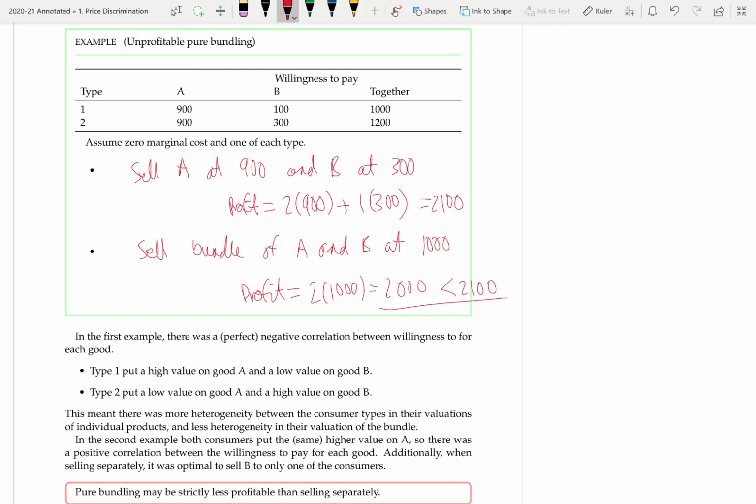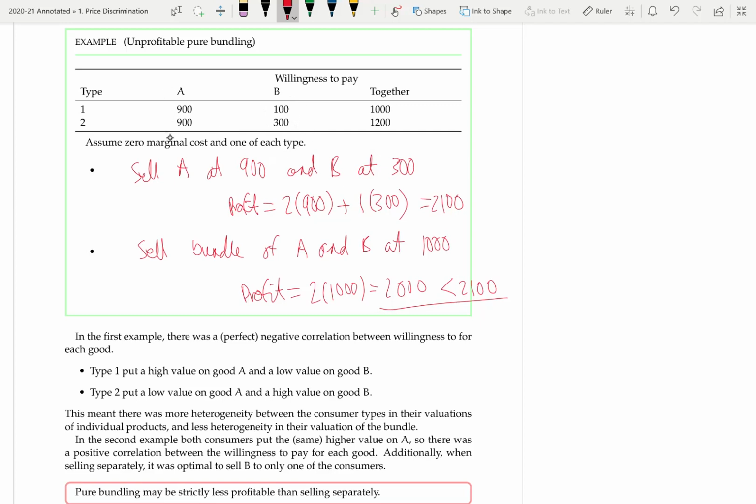So why was bundling unprofitable here? Well, the consumers have a very similar willingness to pay, in fact identical in this example, for good A. And so the monopolist can already extract all the surplus from the two consumers and sell to both of them by pricing at 900. There's no benefit to having a bundle. In fact, here pure bundling leads to a lower profit. And that's because it forces them essentially to sell good B to both consumers in the bundle. Because the optimal price for the bundle here is 1000, they're selling A and B to both consumers. Whereas if they sold separately, they can price high at 300 to consumer 2 and not sell to consumer 1.